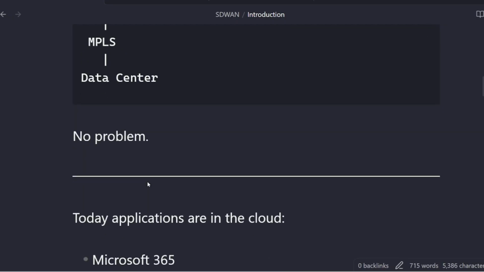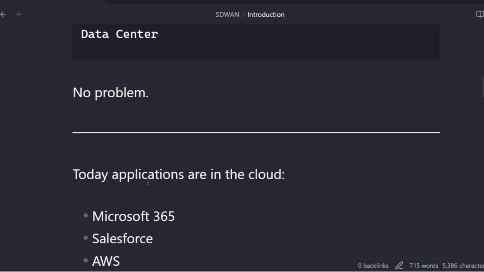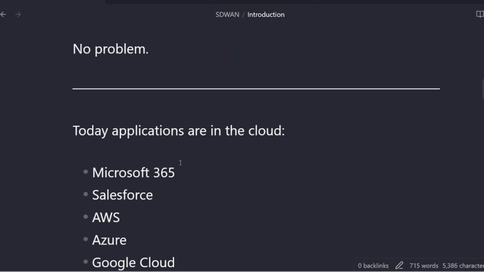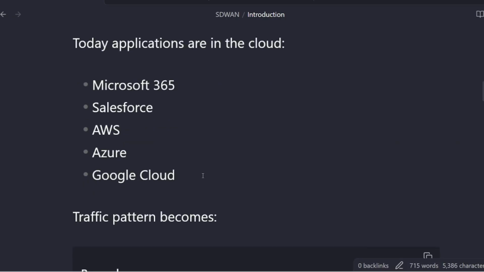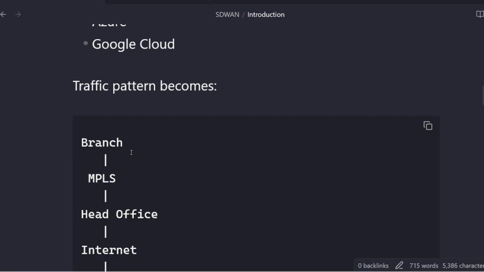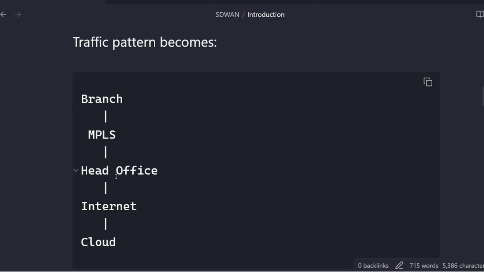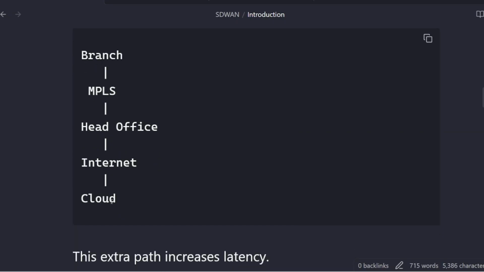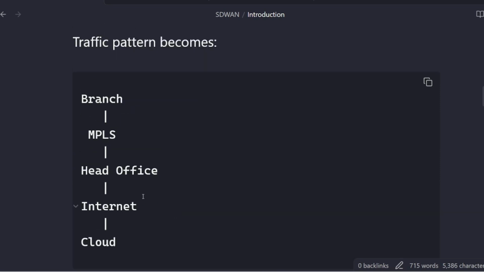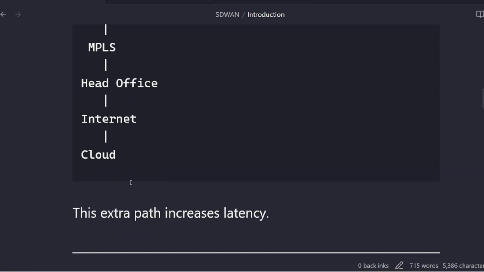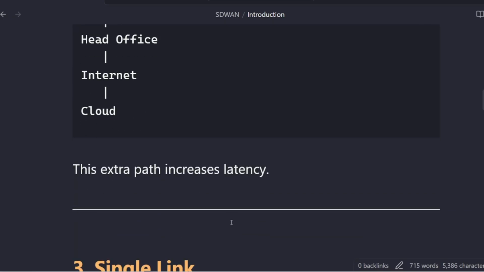But nowadays everything is moving towards the cloud, like Microsoft, Salesforce, AWS, Azure, and Google Cloud. So the traffic pattern becomes branch, MPLS, and then again your traffic has to pass through the head office, because only the head office has the internet, and then reach the cloud. This extra path increases the latency, because traffic needs to pass through the head office.